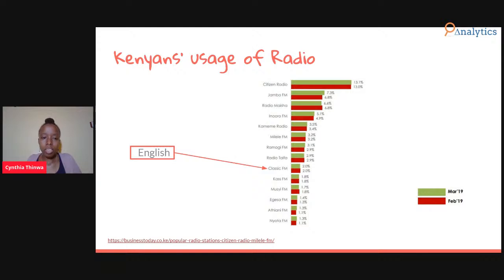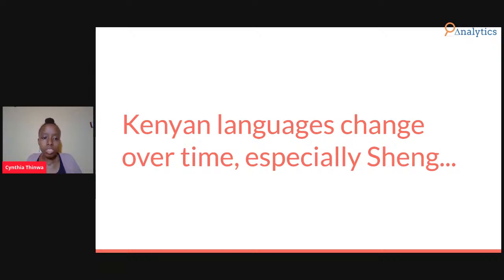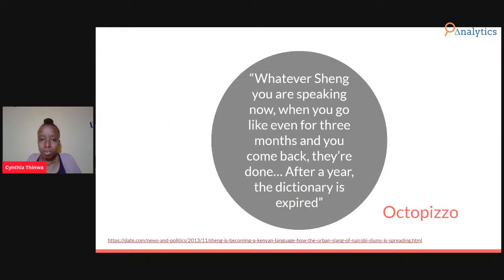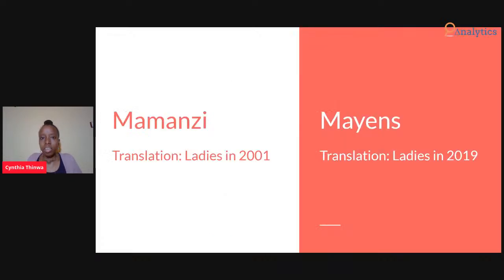If we look at the use of languages, comparing the 2 national languages, English and Kiswahili, you'll find Swahili is quite dominant. Another thing to note is Kenyan languages change over time, especially Sheng. We have a musician called Octopizzo, and when he was interviewed, he said that whatever Sheng you're speaking now, when you go even for 3 months and you come back, they are done. After a year, the dictionary is expired. To see this transition, look at the word ladies: in 2001, this word was called Mamanzi, but in 2019, it's now called Mayenzi.